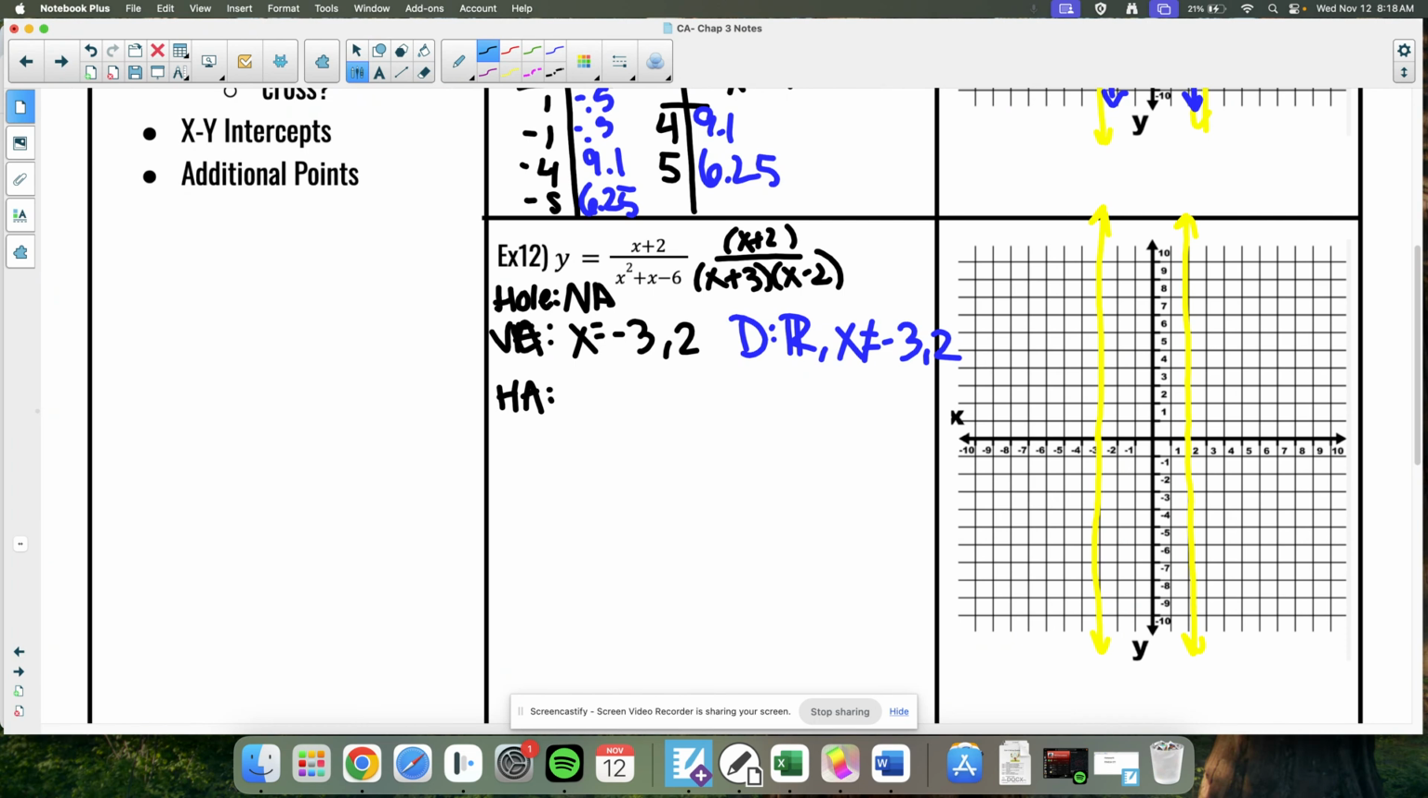Horizontal asymptote. This is where you look at your exponents. What is the degree of the numerator? 1. What's the degree of the denominator? 2. So the relationship, where is it bigger? Bigger on the bottom. So if it's bigger on the bottom, where is our horizontal asymptote going to be? Zero.